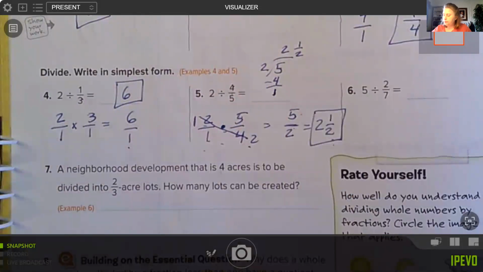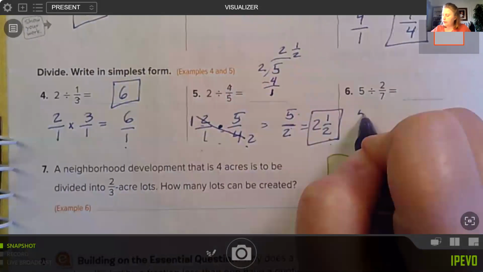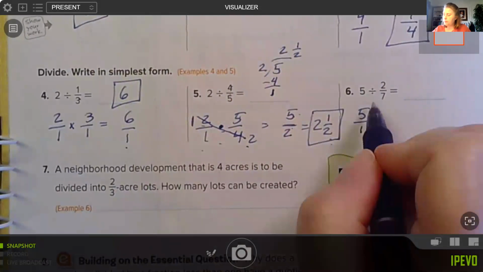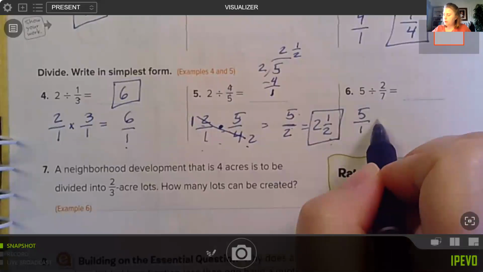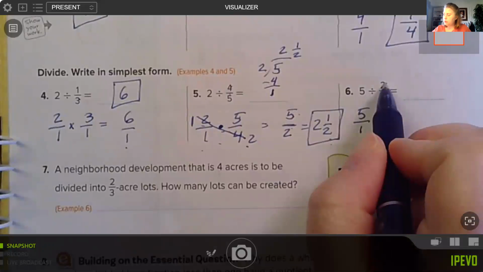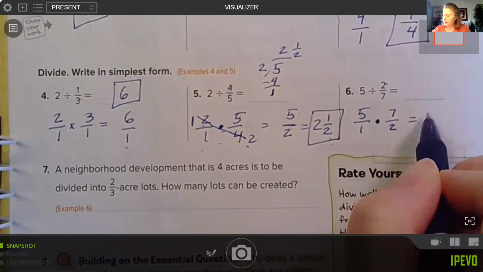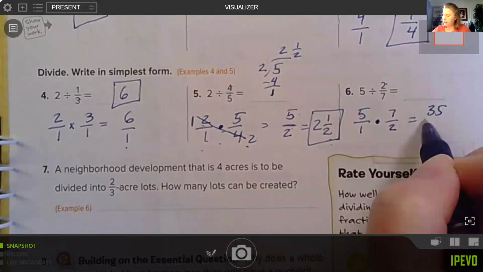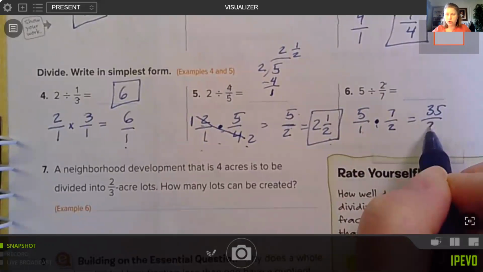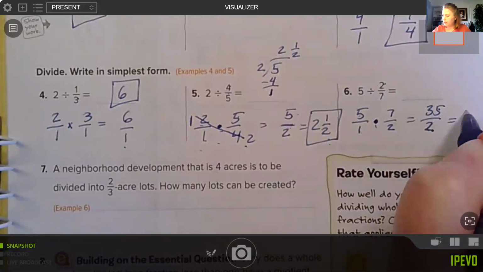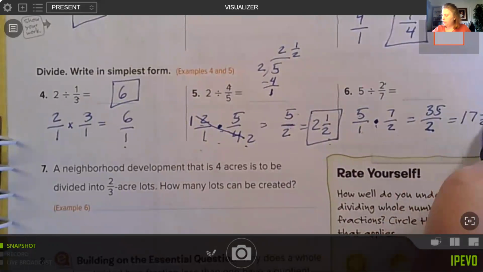Number 6, we have 5. We're going to write that as 5/1, divided by, which we're going to write as multiply, and the 2/7 we're going to write as 7/2. Numerator times numerator is 35. Denominator times denominator is 2. So we have 35 halves, which is the same as 17 and 1/2.